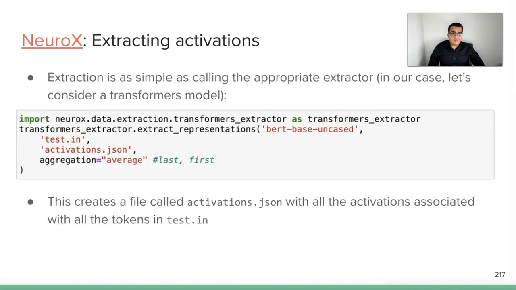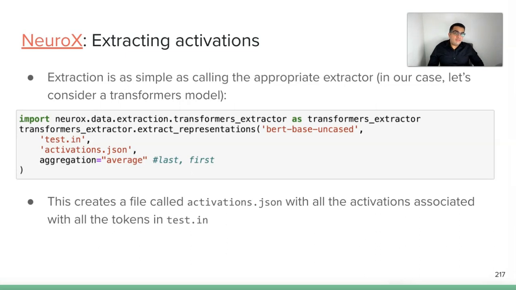Extraction is as simple as importing the correct extractor for your model. So for example, if our model is a transformers model, let's say BERT, we would use the transformers_extractor module. We can then pass in the name of the actual model. So as I said, in this case, we will extract activations from a base BERT model, the uncased version. And extracting using any other transformer model simply requires passing in the correct name into this function.